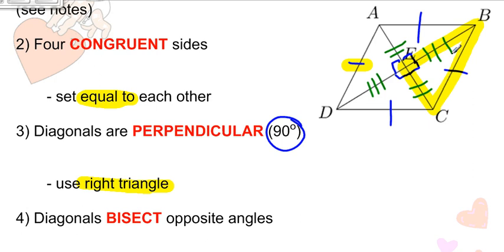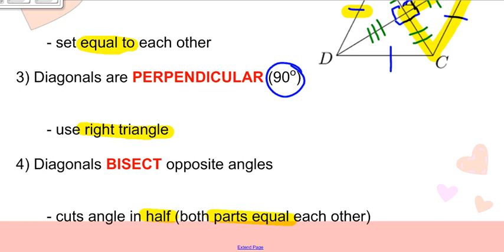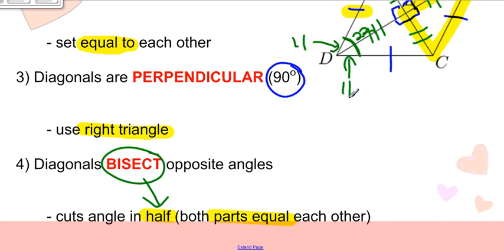And the last property is that the diagonals are going to bisect the opposite angle. And remember, bisect actually means to cut in half, okay? And that means we're taking those angles and we're splitting them into 2 even parts. So if the entire angle was 22, the little pieces would each be 11. Okay, they cut them in half there.